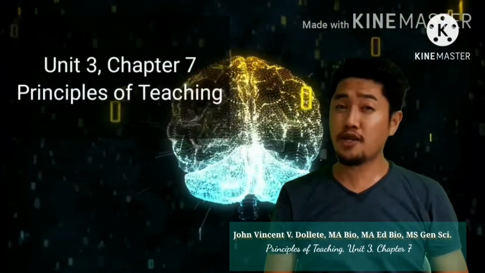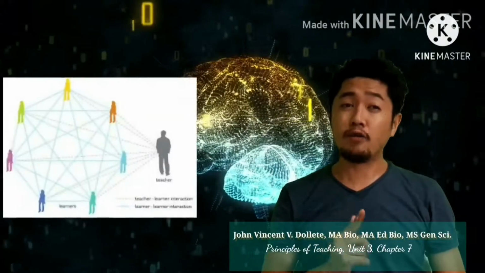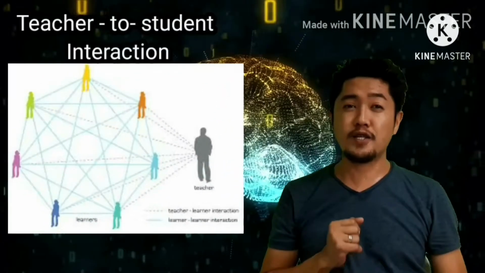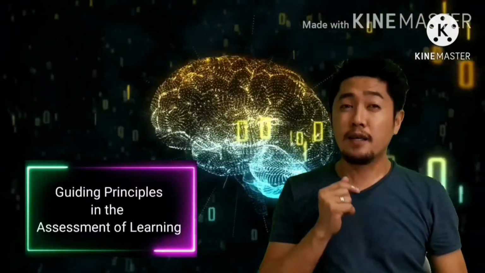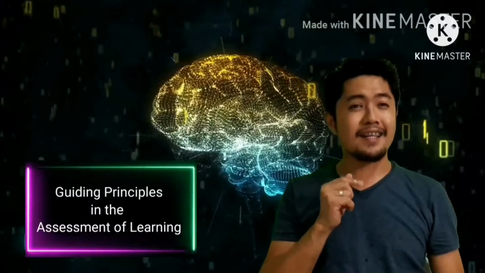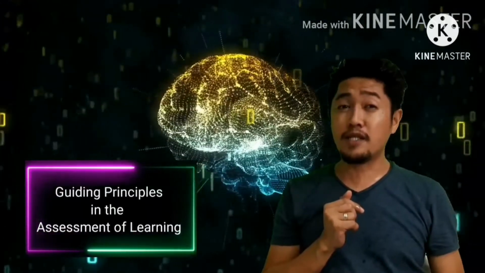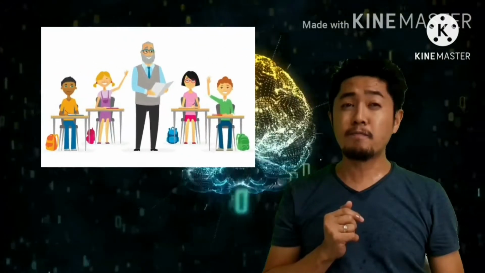Hello there, I am now in front of you to explain Unit 3, Chapter 7 of the Principles of Teaching. One of the concerns nowadays is the assessment procedure, on how the teacher interacts with the learner or the students. In this chapter, I will be discussing the guiding principles in the assessment of learning. Remember that the teaching cycle may not be completed if this is not guided by the assessment of learning.